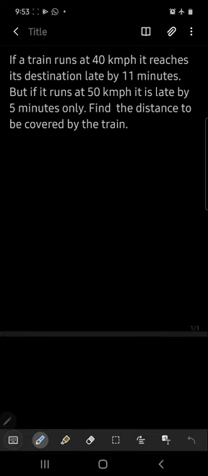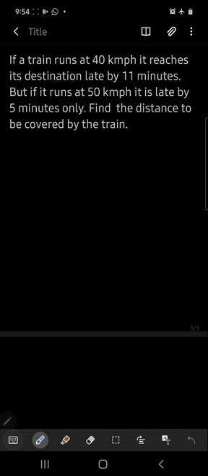This is very important, this is the problem most of the students find difficult. You see, if a train runs at 40 kilometers per hour, it reaches its destination late by 11 minutes. But if it runs at 50 kilometers per hour, it is late by only 5 minutes. Find the distance to be covered by the train. So this is a very interesting problem.